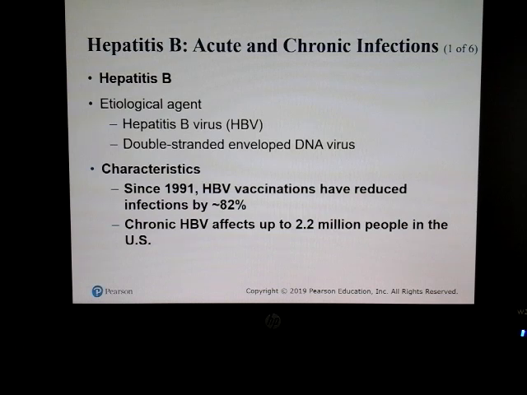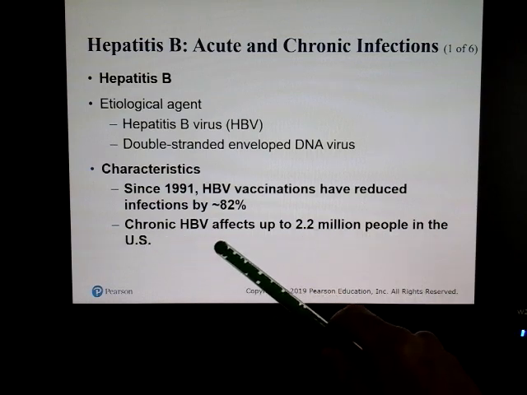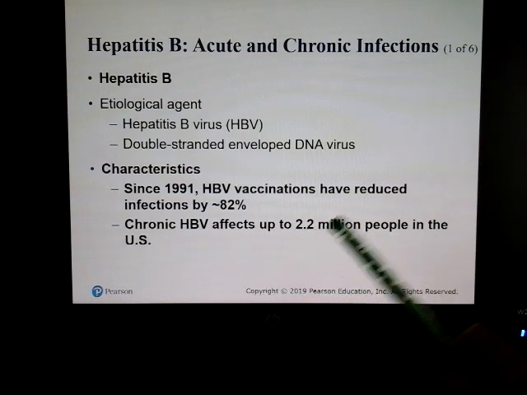Now, hepatitis B, that's been around for a long, long time, guys. It's also highly infectious. Vaccination started in 1991, and that reduced the infections by about 82%. Now, something interesting is that chronic types of hepatitis affects up to 2.2 million people in the U.S.